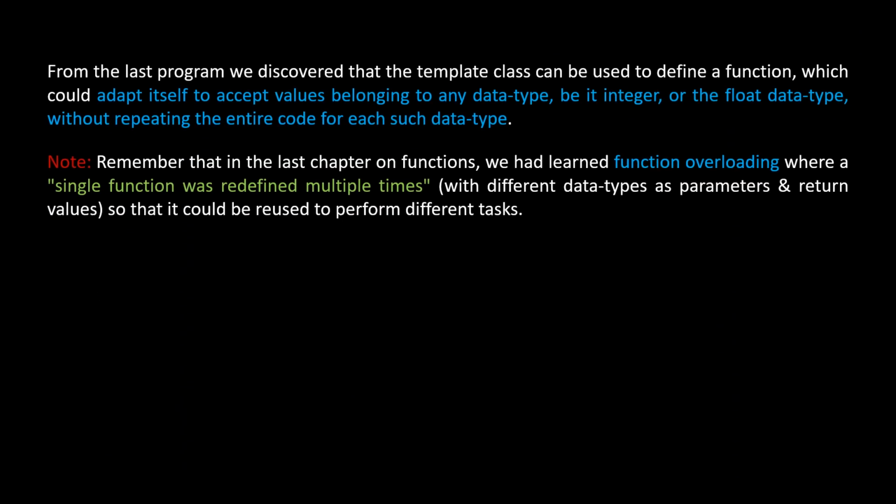From the last program, we discovered that the template class can be used to define a function, which could adapt itself to accept values belonging to any data type, be it integer or the float data type, without repeating the entire code for each such data type. Note: remember that in the last chapter on functions, we had learned function overloading, where a single function was redefined multiple times, with different data types as parameters and return values, so that it could be reused to perform different tasks. With this, we come to an end of the chapter on files and templates.